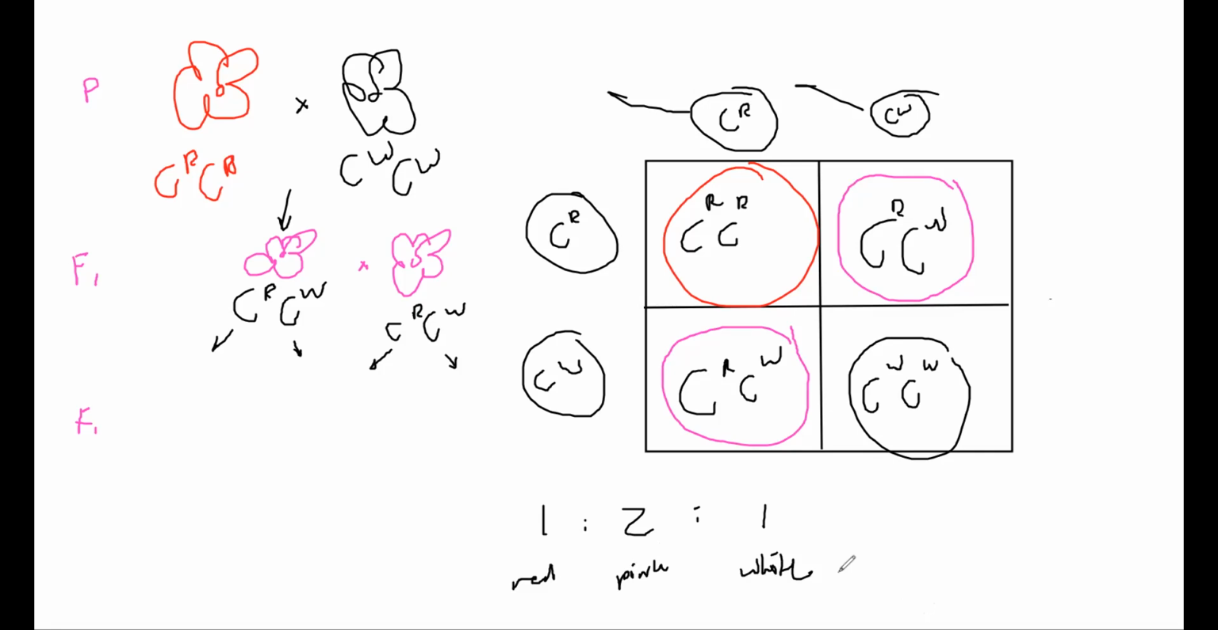Okay, and I want to emphasize that pink is not a blend of red and white. What it represents is an intermediate of red and white. It's a halfway point between making no pigments and making all the pigments. That's why we get the pink. Okay, so that's incomplete dominance.